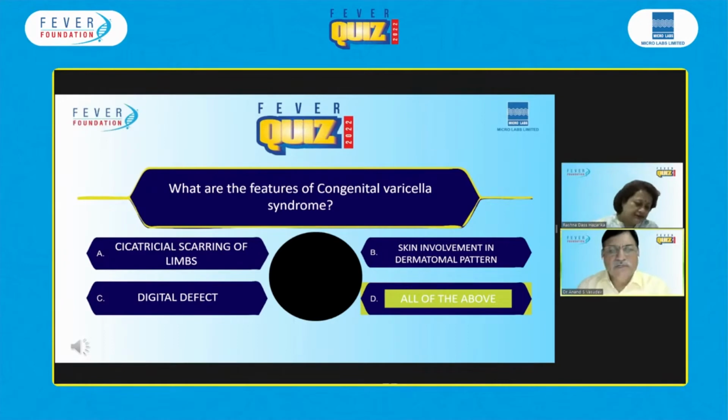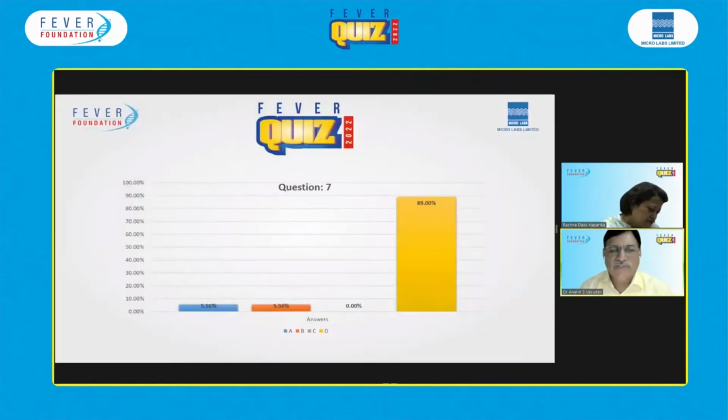Right. So we have answer D as the correct answer. And Computer Ji, can we see how many? Oh, great. 89. Again, 90% have given a correct answer, that all the above features. So I think youngsters have read well, though they may not have seen the condition clinically, but at least they know all the features of congenital varicella syndrome.